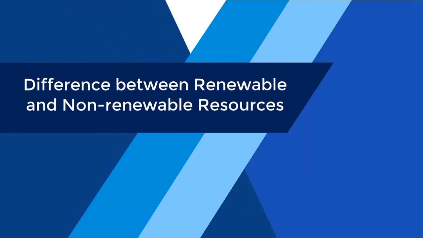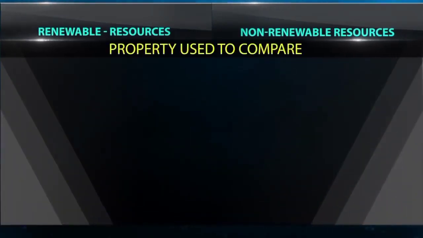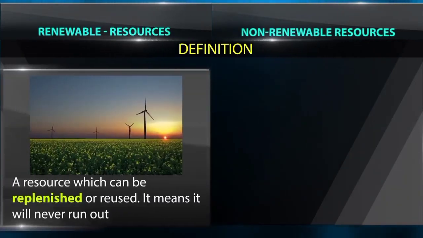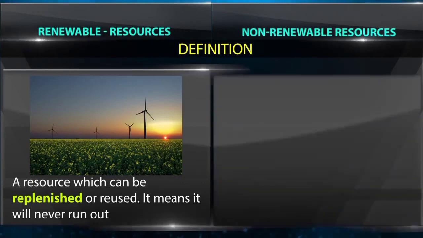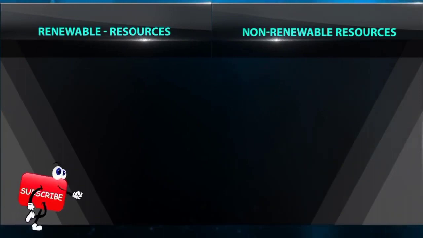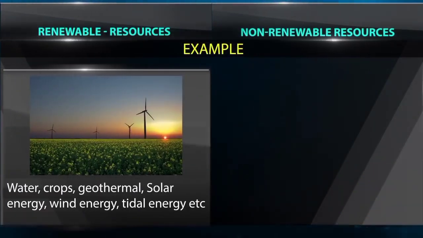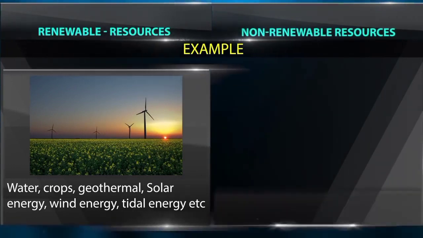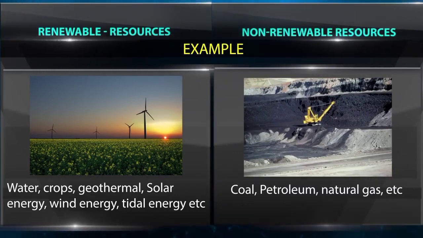Difference between renewable and non-renewable resources. Definition: a renewable resource can be replenished or reused. It means it will never run out. A non-renewable resource is a type of resource that cannot be replenished. Example: water, crops, geothermal, solar energy, wind energy, tidal energy are the best examples of renewable resources, whereas coal, petrol, natural gas, etc. are non-renewable resources.